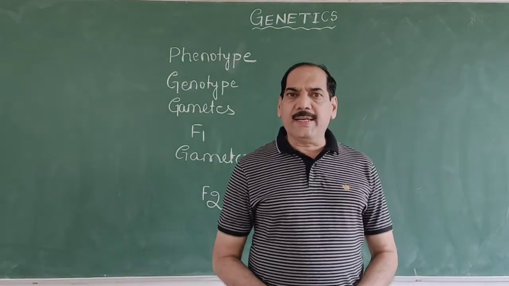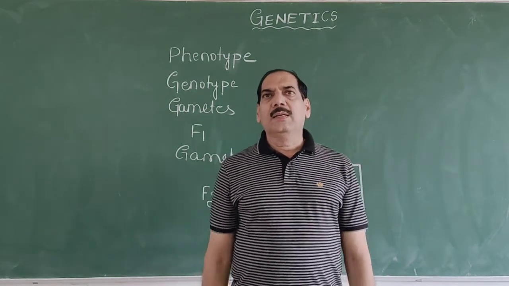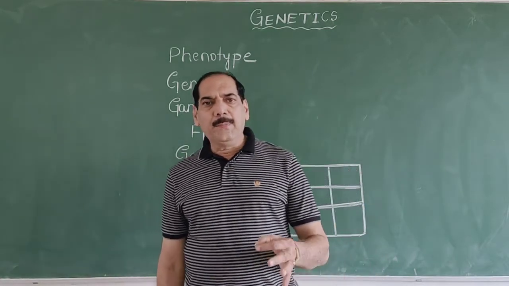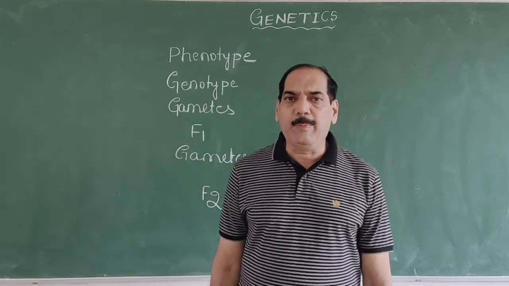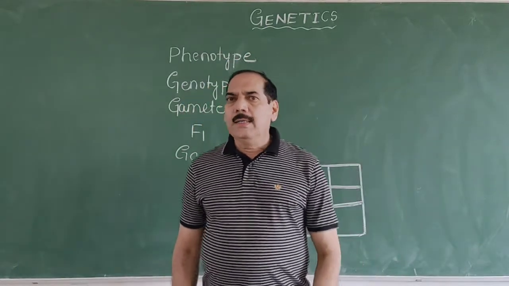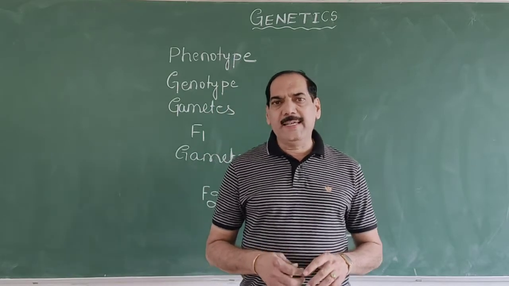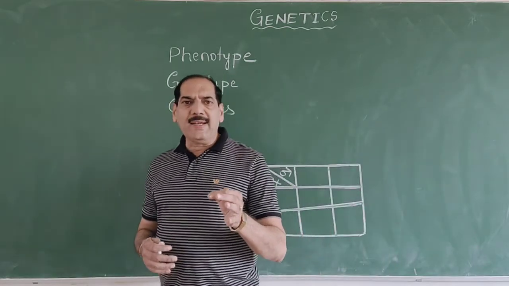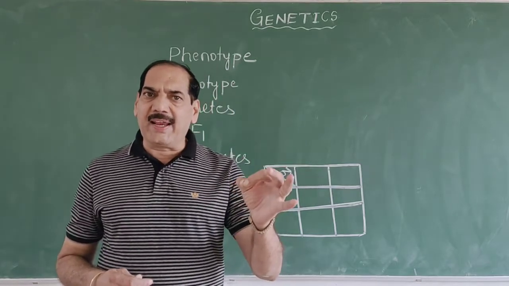First, this was studied by the scientist Gregor John Mendel. Gregor John Mendel selected pea plant for his experiment. Which plant? Pea plant. Why did Mendel select pea plant for his experiment? Because of 4 reasons. Pea plant is a common herb. It can be cultivated anywhere at any time.